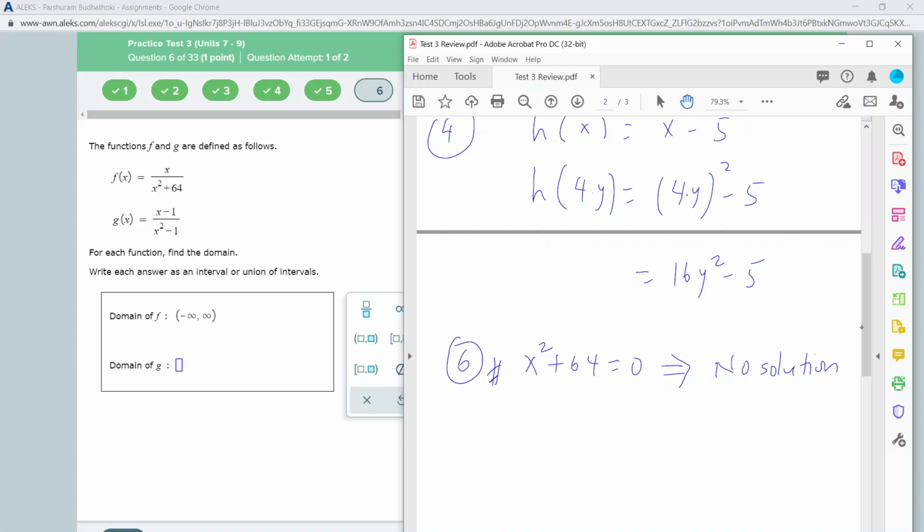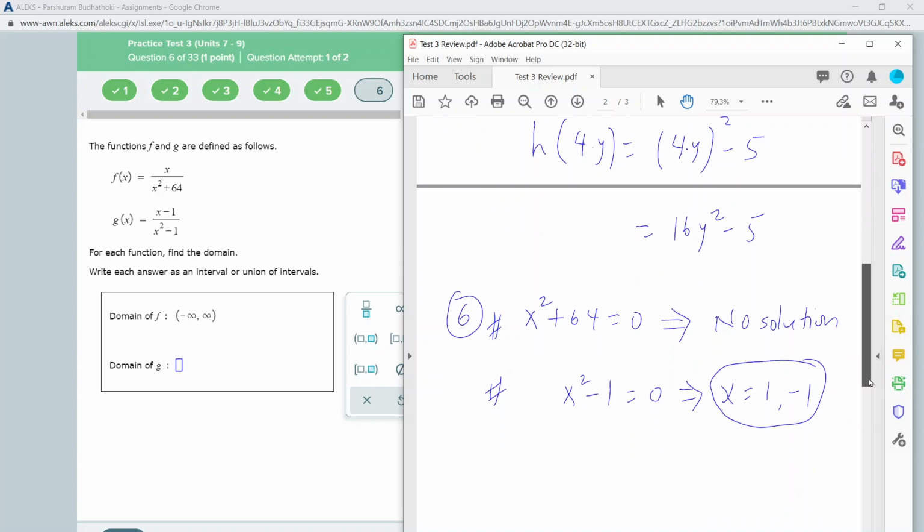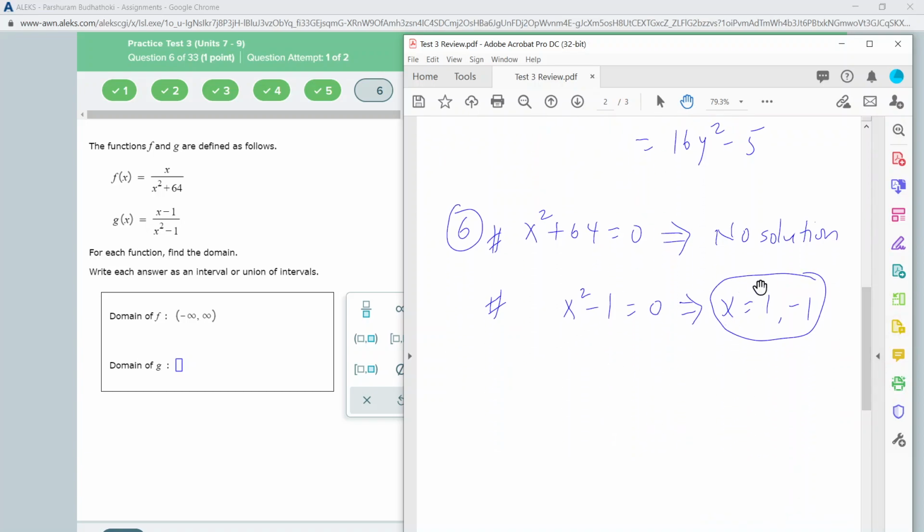For the second part, for the function g of x, we need to solve x squared minus 1 equals 0, and that gives us two values, x equal to positive 1 and -1, for which this expression would be 0. So the domain of g of x would be all the numbers except 1 and -1. All the real numbers from negative infinity to positive infinity except -1 and positive 1. We need to write it using interval notation.